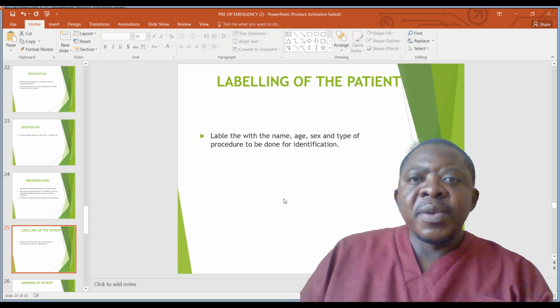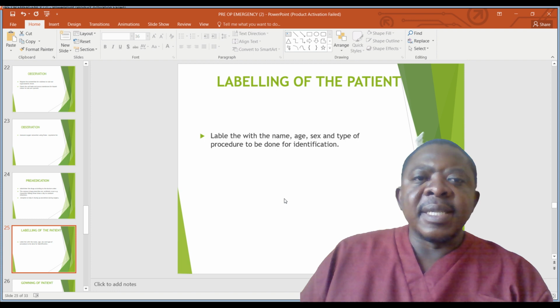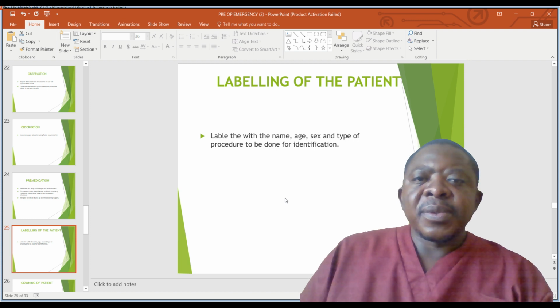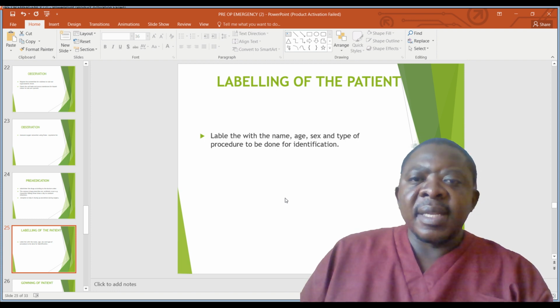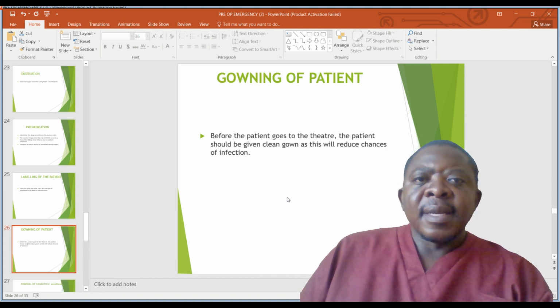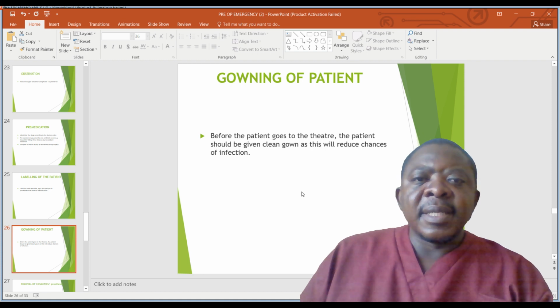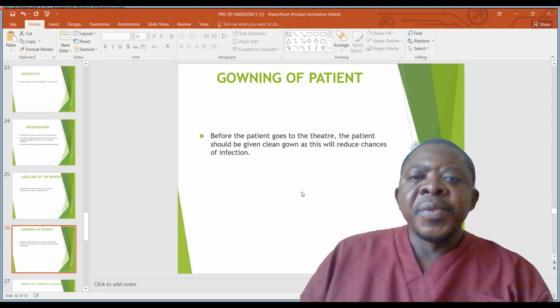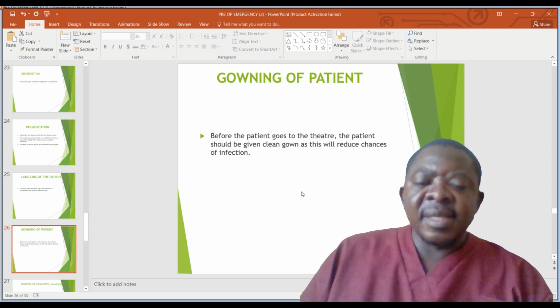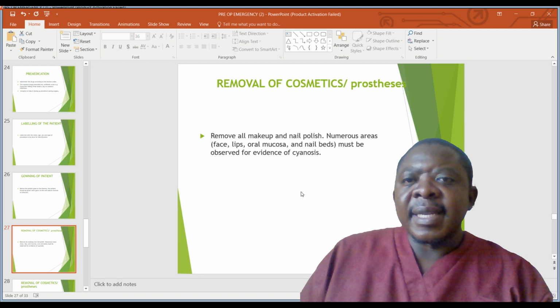Labeling, putting an identity on the patient. This label has a name, age, and sex, and also the type of procedure to be done. Gowning of the patient. Before the patient goes to theater, the patient should be given a clean gown, as this will reduce chances of infection. Removal of cosmetics and prosthesis.